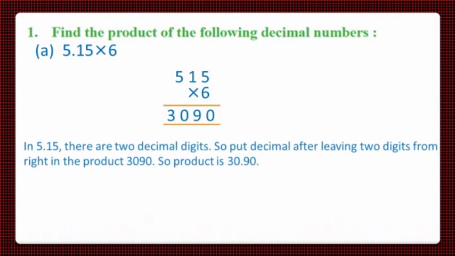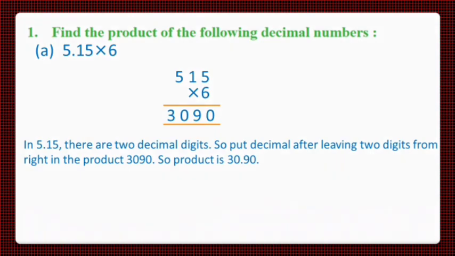So let's start question number 1. Find the product of the following decimal numbers, and its A part is 5.15 multiplied by 6. So dear students, first let's write 5.15 as 515 is simple numeral and multiply with 6. And on multiplying, we get the value 3090. And in 5.15 after decimal point, two decimal places are there.